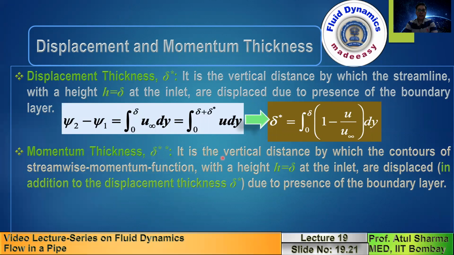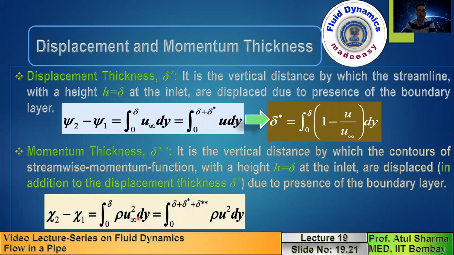The momentum thickness is a vertical distance by which the contour of streamwise momentum with a height h at the inlet is displaced, in addition to the displacement thickness. Note that the integral that you have to do is from 0 to delta plus delta star plus delta double star. So this is in addition to the displacement thickness due to the presence of the boundary layer.